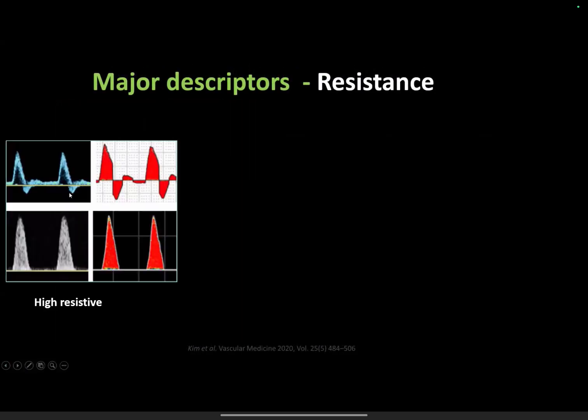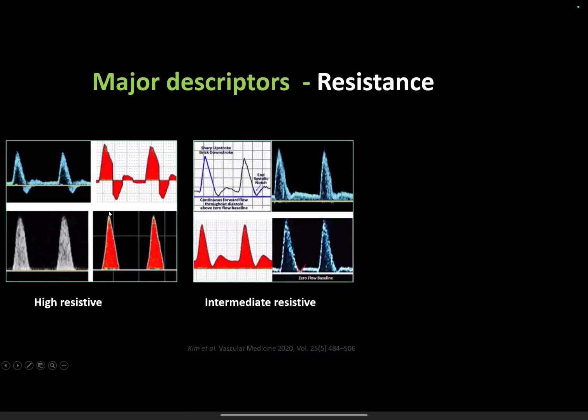Now coming to resistance, these two spectrums are showing high resistance. This is a multiphasic spectrum. This is again a monophasic but high resistance. There is no diastolic flow. It is multiphasic high resistance. This is monophasic high resistance.